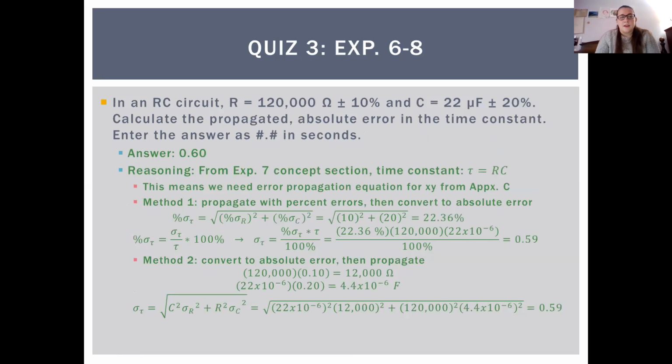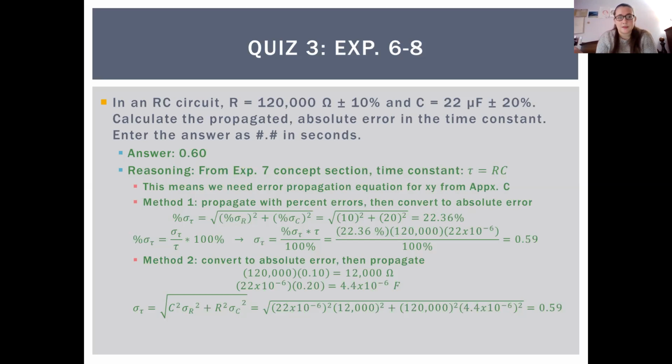Okay. So again, from experiment 7, the RC circuit, we have a resistance value, a capacitance value, and we want the propagated absolute error in the time constant. This was a little bit tricky because you had to know how to calculate the time constant from a resistance and a capacitance. It's actually very simple. It's just R times C, which is why it's called an RC circuit. So tau, our time constant, is R times C.